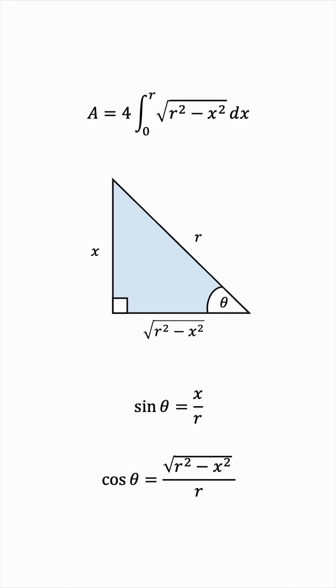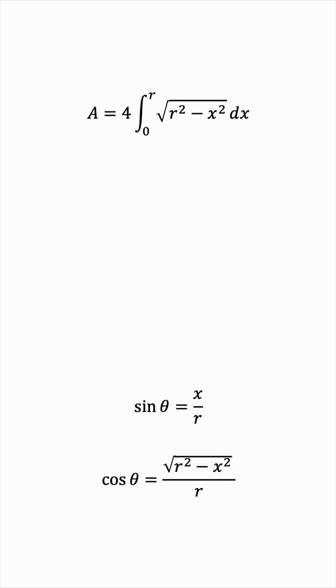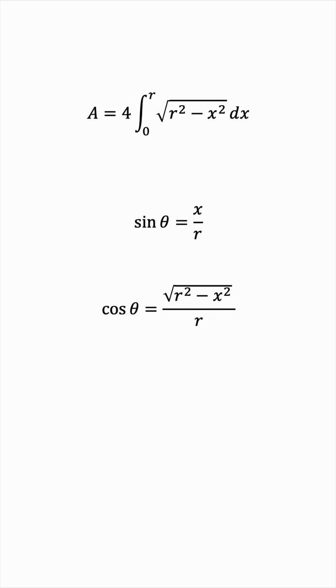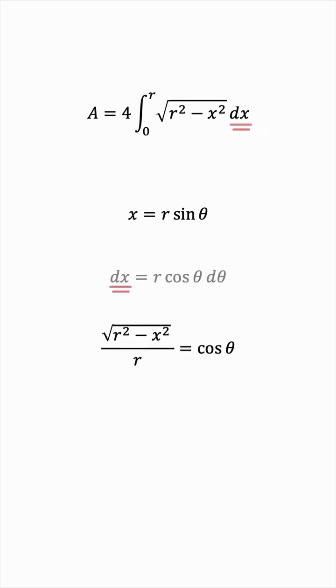So this will allow us to take the integral from the x world to the theta world. To do this, we have to find dx to replace it in the integral. If we multiply both sides by r, we have x equals r sine theta. So differentiating both sides, we get dx equals r cosine theta d theta. And this will go instead of dx in the integral. For the square root of r squared minus x squared, we'll substitute r cosine theta as given by this equation.